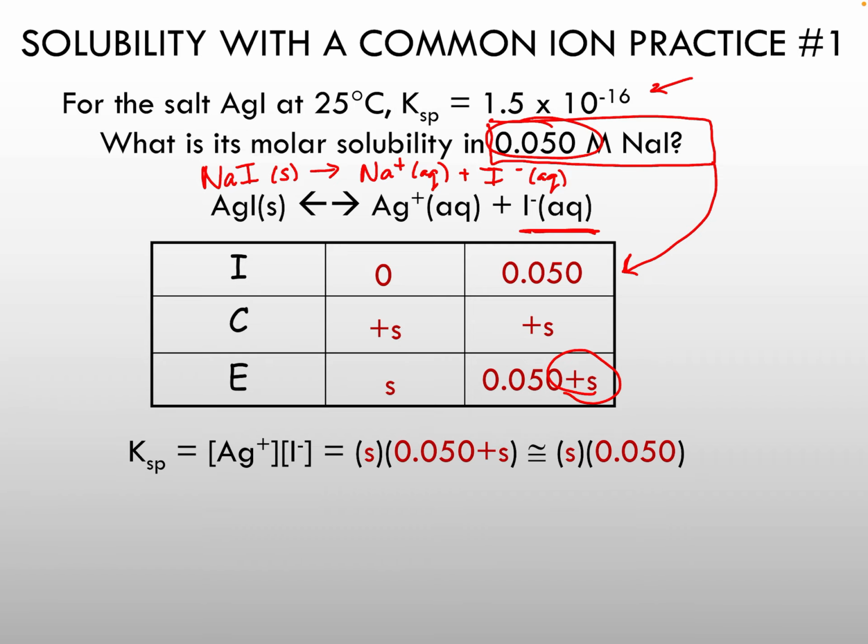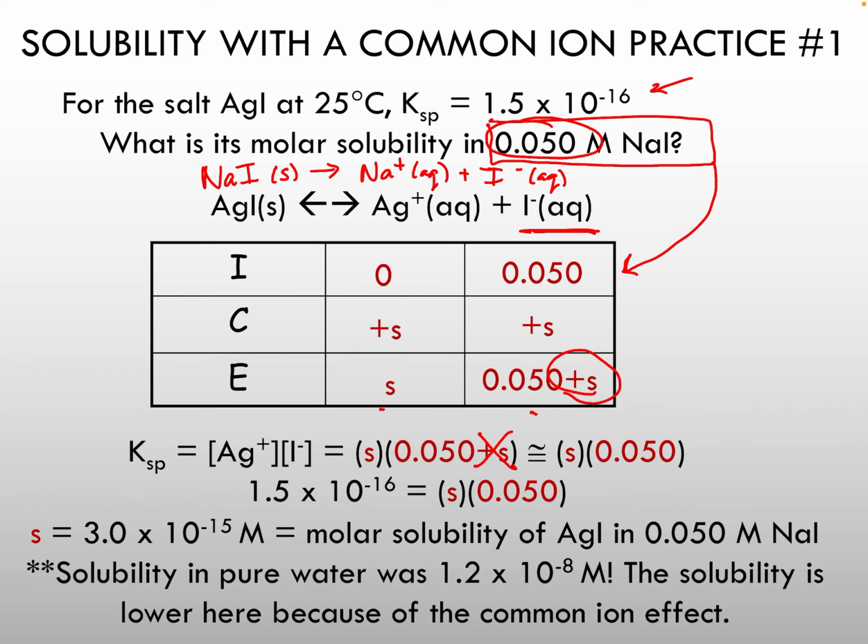So when we have our silver iodide, we would take our S and our 0.05 plus S, and then we'll get rid of the plus S piece. Again, we're going to say that our change in concentration is negligible, because that KSP value is telling us it's really not going to dissociate anymore. So then we can go about solving it, and this makes it pretty straightforward. Just divide both sides by 0.050, and then we'll get our S value. Our molar solubility here is really, really low. If we look at what it was in water, 1.2 times 10 to the minus 8 molar.